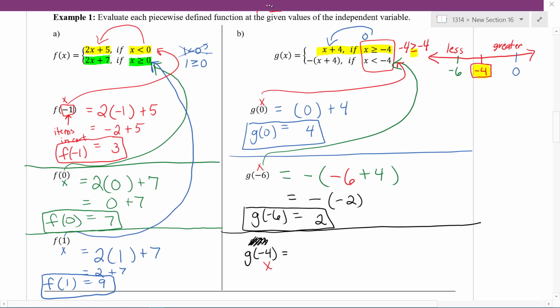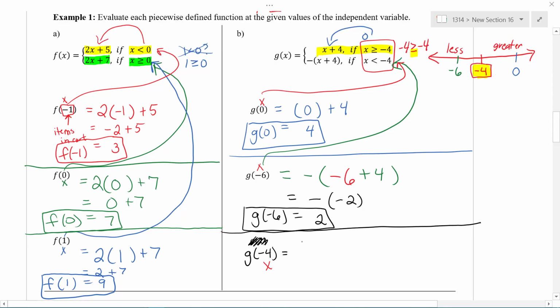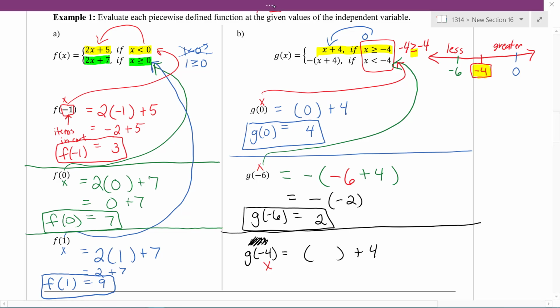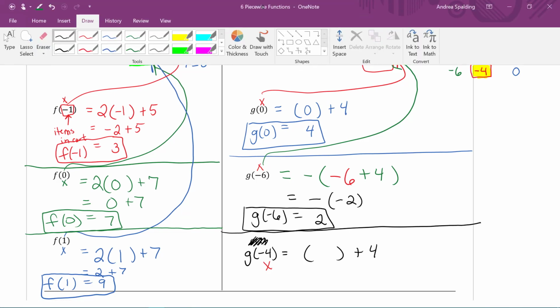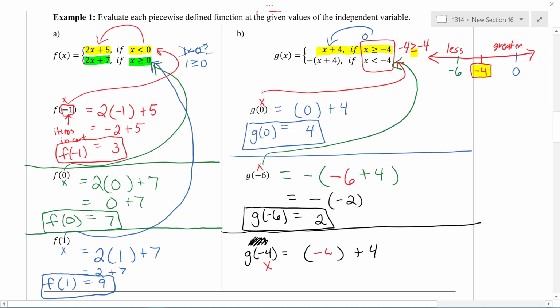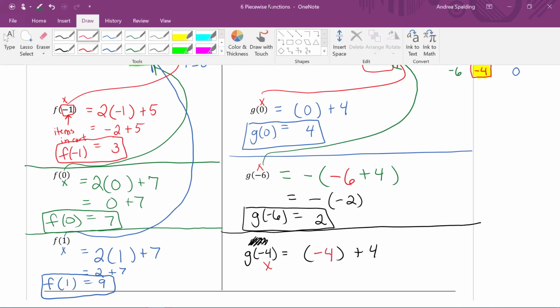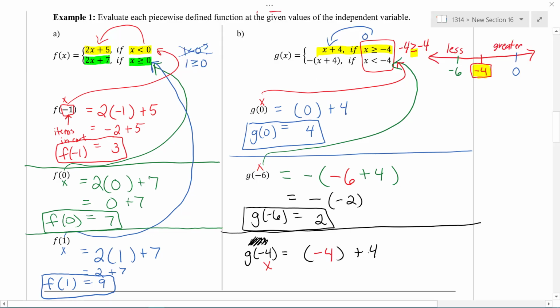Okay, so we're going to use x plus 4. So I'm going to put in parentheses plus 4. We're going to put the negative 4 inside of the parentheses, and then we're going to add those two numbers together. Negative 4 plus 4 gives us 0. So g of negative 4 gives us an output value of 0.